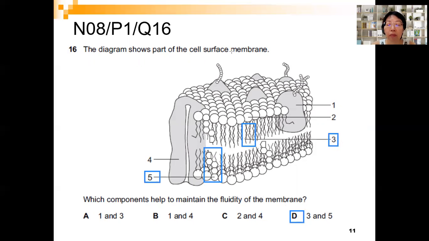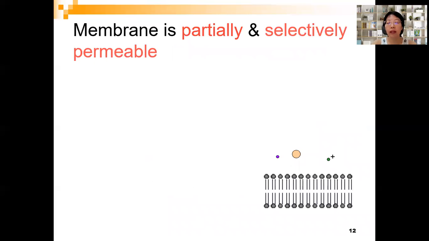So this is quite easy provided you know your basics. All right. Next question. Let's continue. Now we describe the membrane as partially and selectively permeable.